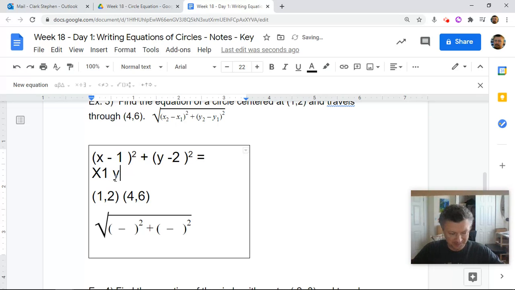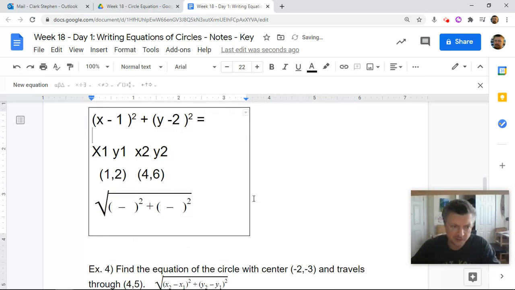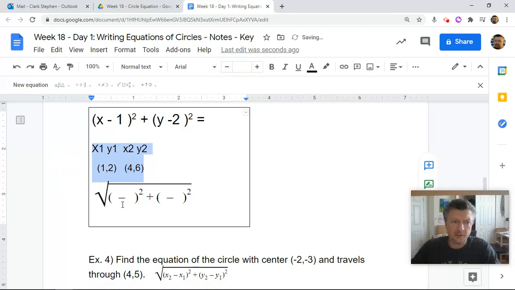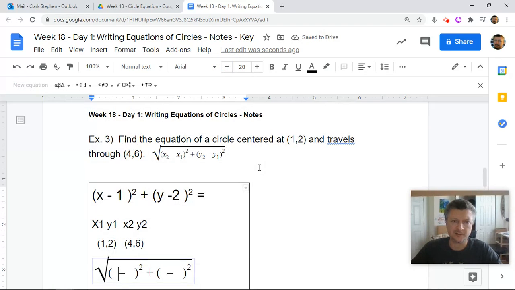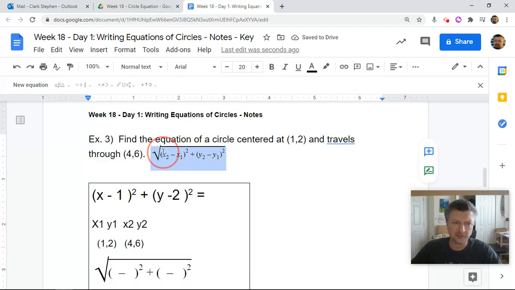x1 and y1. There we go. And x2, y2. It's the first x and y, the second x and y. Let me move this out a little bit. Okay, there we go. Let's get that down. There it is. Okay, so those are the points we're going to be putting in. That's what we're going to be putting in our formula. And here's the formula up here, in case you forgot.